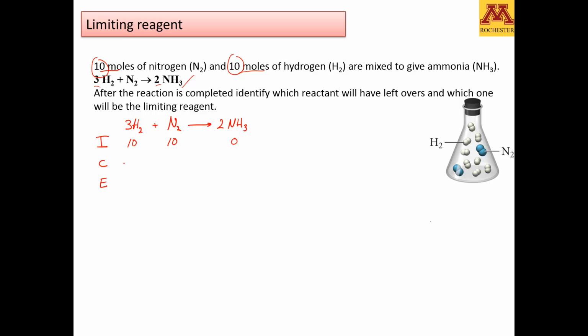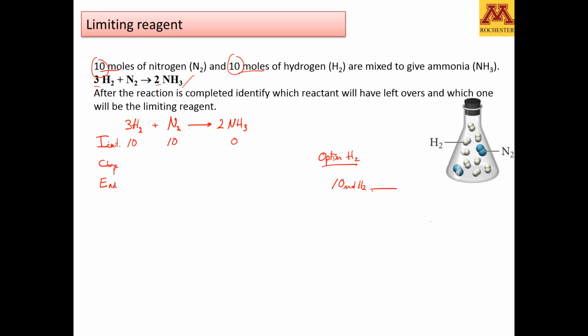Alright, the question is, how much change are we going to have here, so that we subtract the change from the initial and we get the end? So how do we know that? Well, let's see. Let's say that option 1 could be that we run out of hydrogen first. Okay, so if we run out of hydrogen, it means that if the 10 moles of hydrogen react with nitrogen, how much nitrogen do I need?